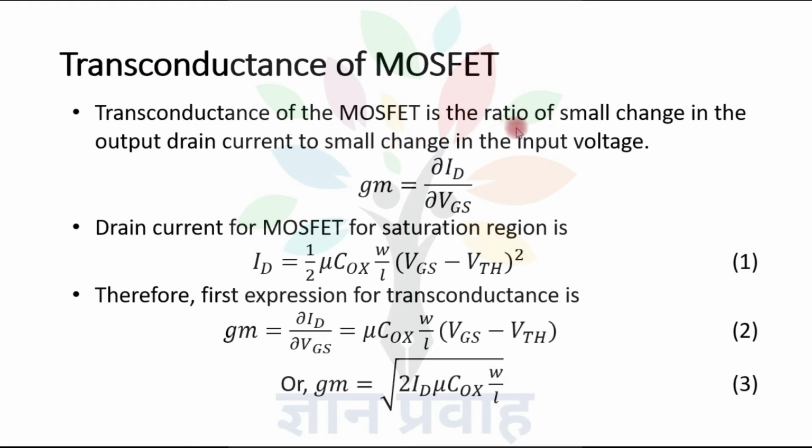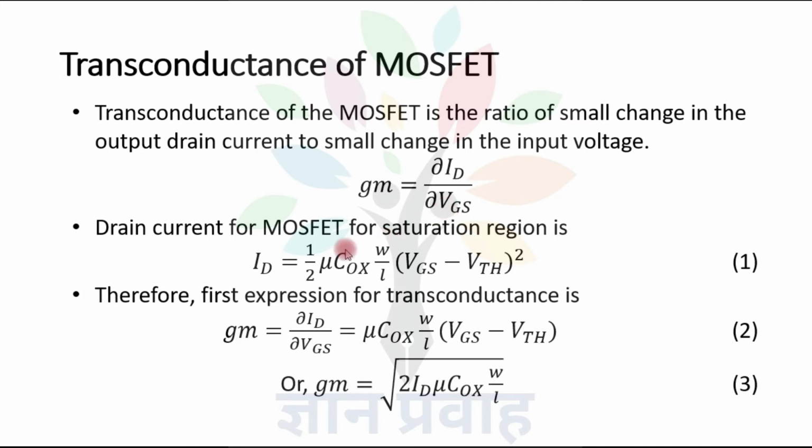Transconductance of MOSFET is the ratio of a small change in output drain current to a small change in input voltage. Or we can say gm equals del ID upon del VGS. A small change in drain current depends on the value of gm, and the MOSFET can be operated as an amplifier in the saturation region.